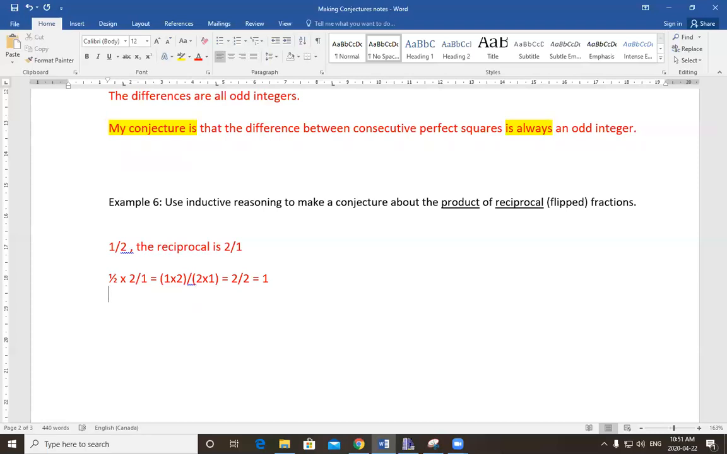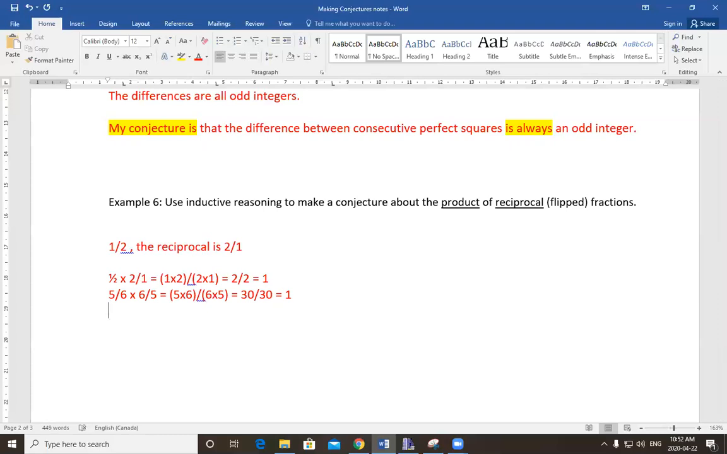Let's try 5 over 6 times the reciprocal, 6 over 5. So that will be 5 times 6 over 6 times 5. Okay, so 5 times 6 is 30 over 6 times 5, 30. So 30 over 30, well, that is also equal to 1. So we'll do one more example.